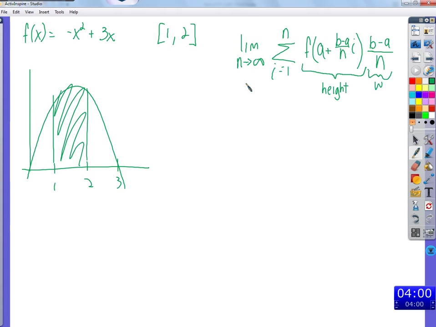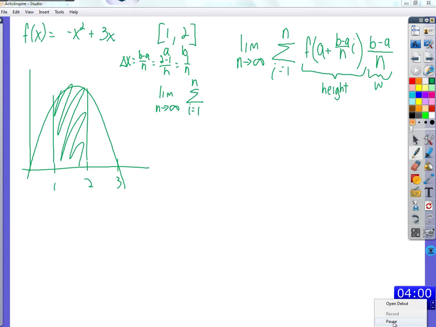So here's f of x. We're going to plug in a plus b minus a over n times i into x. Okay. So we're going to let the limit as n goes to infinity take a sum of an infinite number of rectangles from one to the nth one. It's going to go from A to B, from one to two. So B minus A, or delta x, for this will be 2 minus 1 over n, which will be 1 over n. Okay?